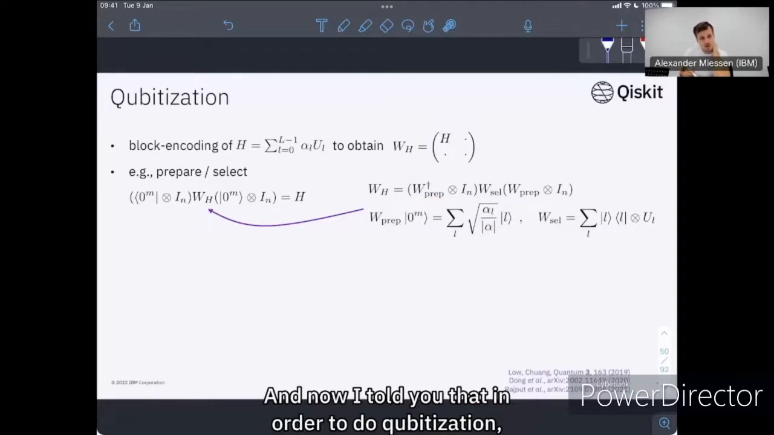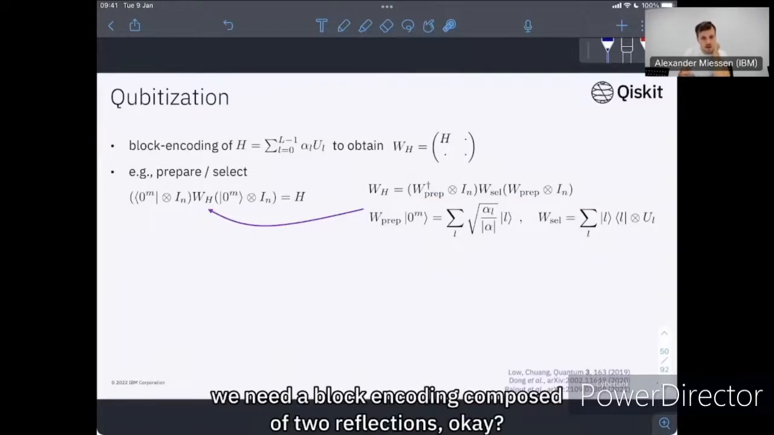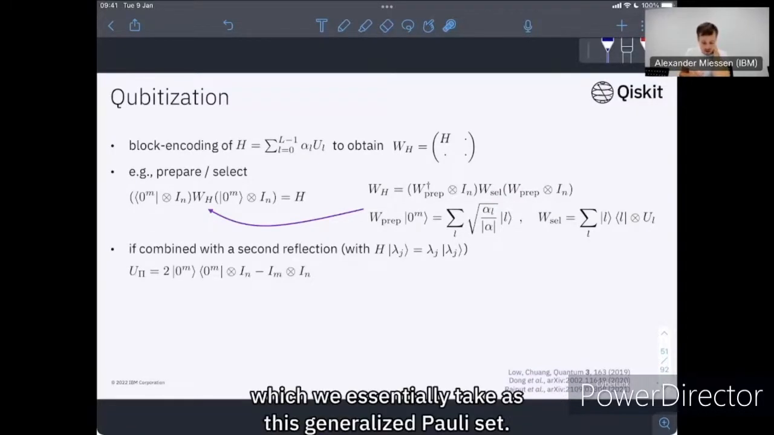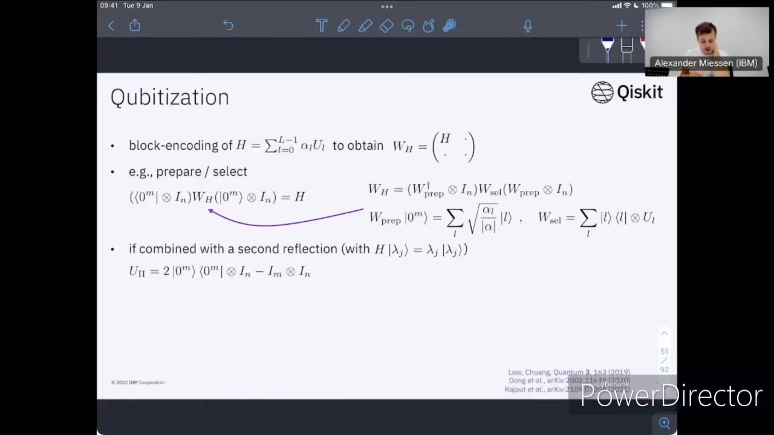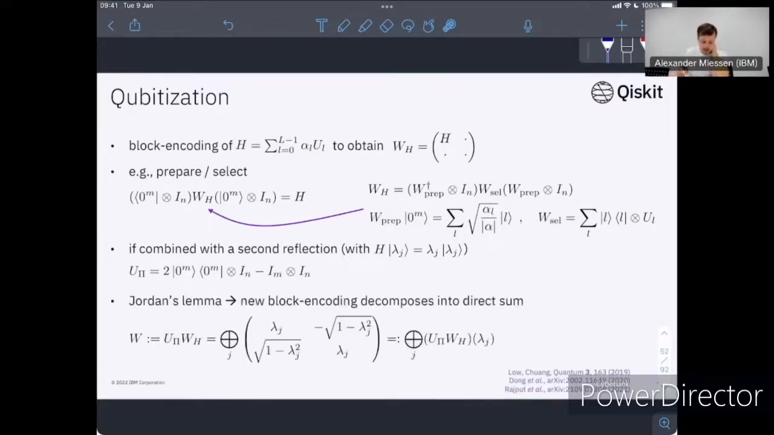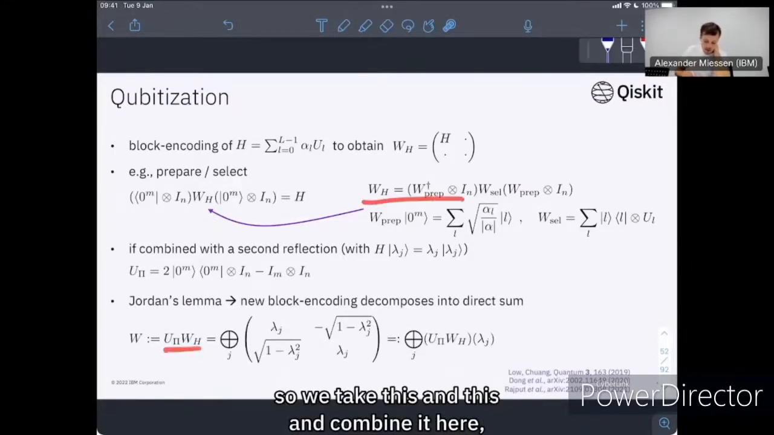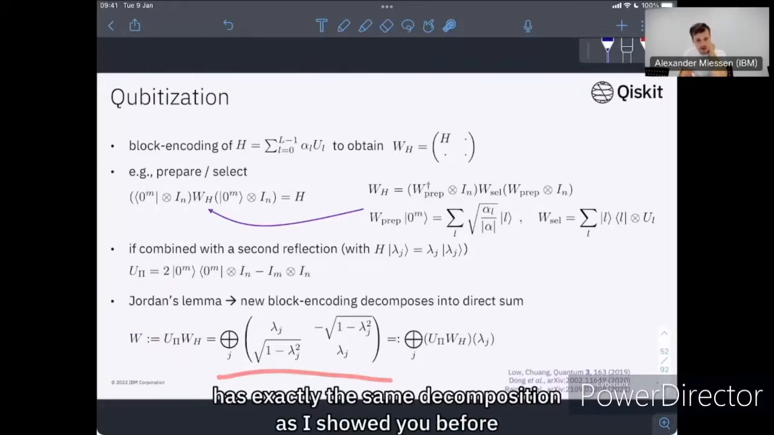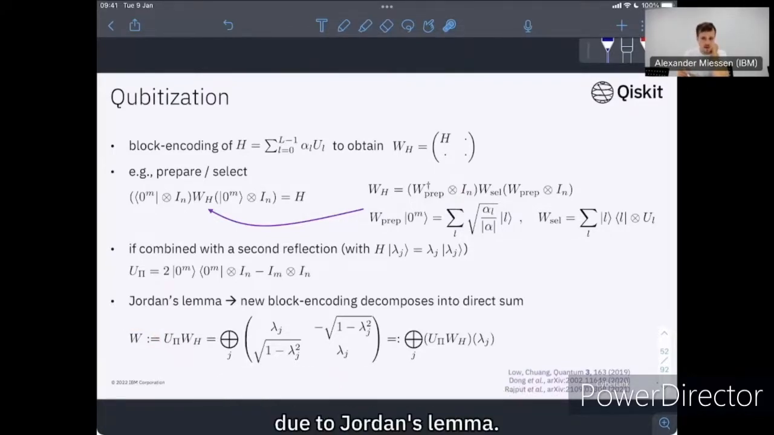And now I told you that in order to do qubitization, we need a block encoding composed of 2 reflections, okay? So we combine it with a second reflection, which we essentially take as this generalized Pauli Z. And if we combine these two, so we take this and combine it here, this new block encoding now has exactly the same decomposition as I showed you before due to Jordan's lemma.